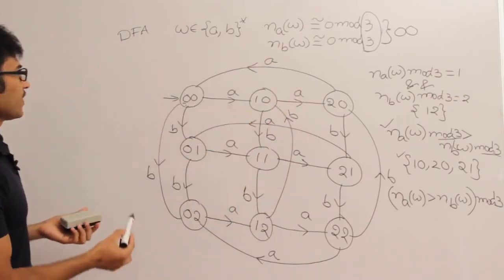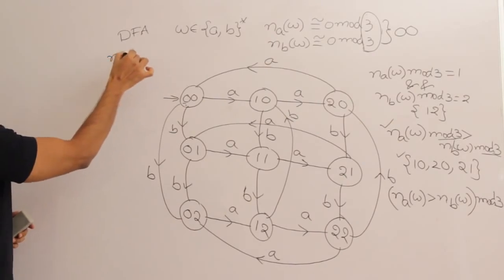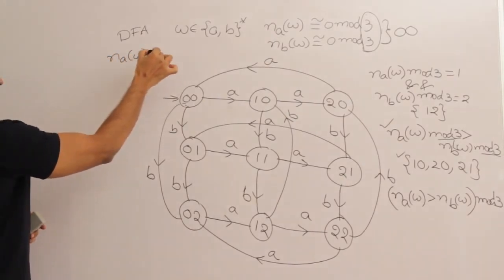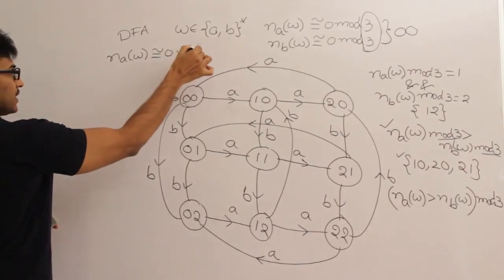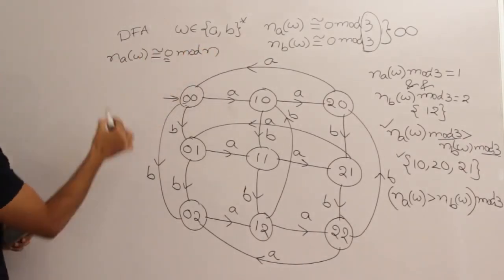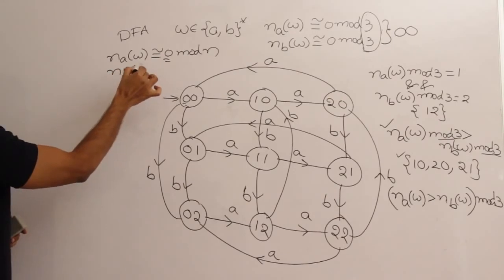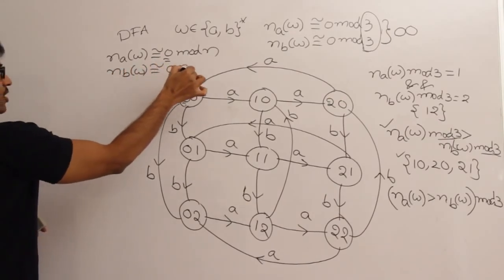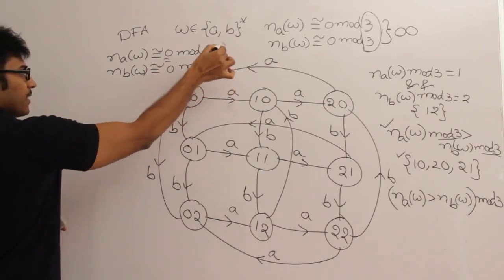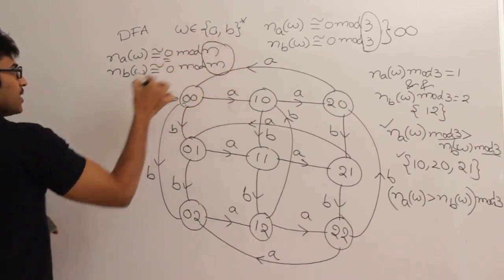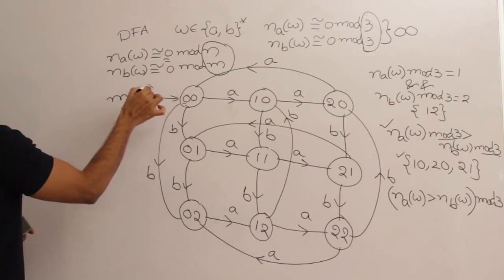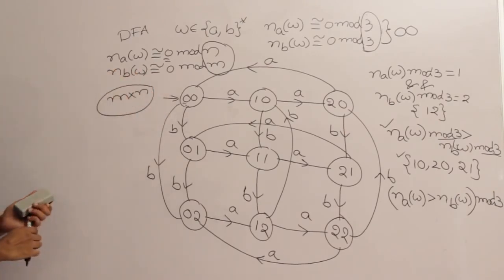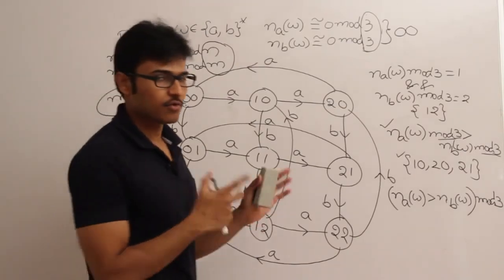So if the question is, let us say, the number of A's is congruent to 0 mod n, in fact it can be any number, don't worry about it, and the number of B's in W is congruent to 0 mod m, then the number of states in the automaton is going to be m into n. This is the minimum number of states in a finite automaton which counts the number of A's mod n and the number of B's mod m. So you can extend this question to any level using your imagination. I am going to stop it here.